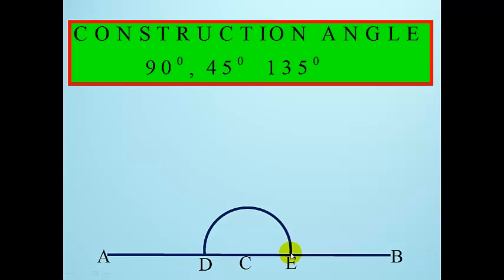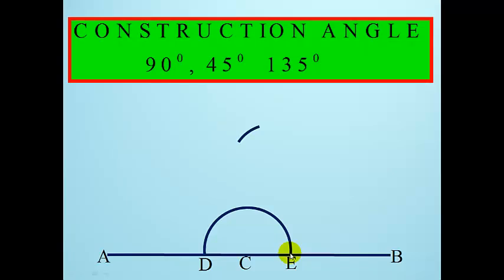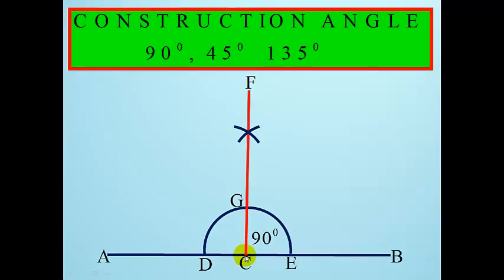Now, you stand at E. Open to a reasonable radius above the line AB and describe an arc as shown. That is, you stand at E and open to a reasonable radius and describe your arc with the help of the compass. Now, with the same reasonable radius, stand at D and describe another arc. Where the two arcs meet, you draw a straight line from C passing through the intersection of the arcs as shown.